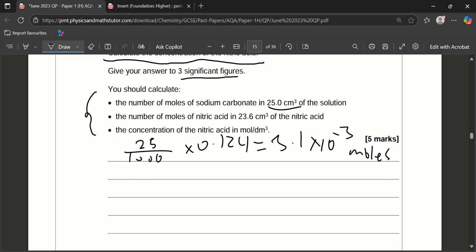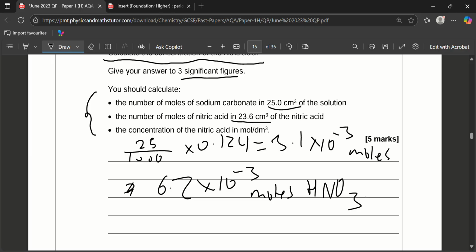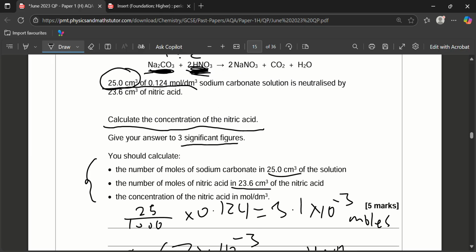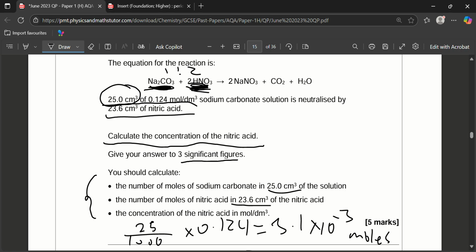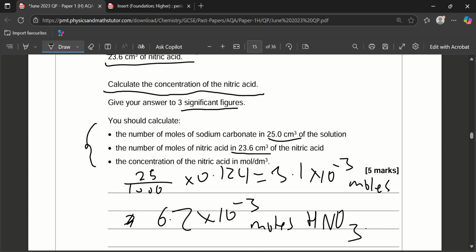So we got 3.1 times 10 to the minus 3 of this, and we need to find this. It's a 1 to 2 molar ratio, so the HNO3 is going to have double the moles. So if we double this value of 3.1 times 10 to the minus 3, we will get 6.2 times 10 to the minus 3 moles of HNO3. I'll give you your second mark probably.